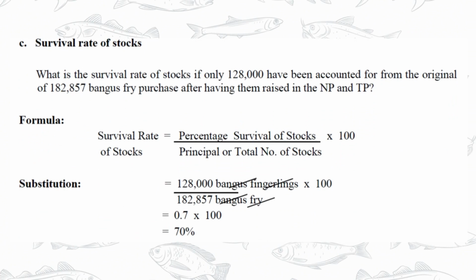Next, we have survival rate of stocks. This refers to the percentage of fish stocks that survive throughout the production cycle. For the formula, we have survival rate of stocks is equal to percentage survival of stocks over principal or total number of stocks multiplied by 100. Just substitute the values, then divide 128,000 by 182,857 to get 0.7, then multiply it to 100 to get the percentage value. So we have 70% as the survival rate of stocks.